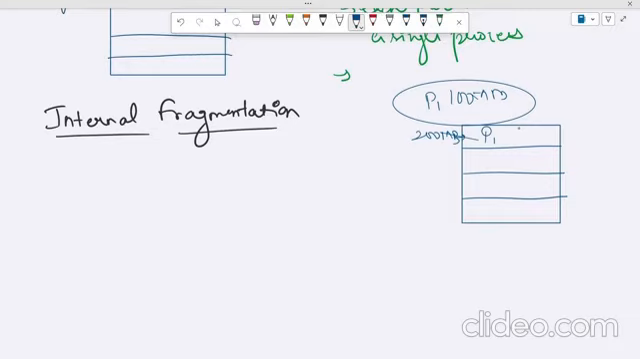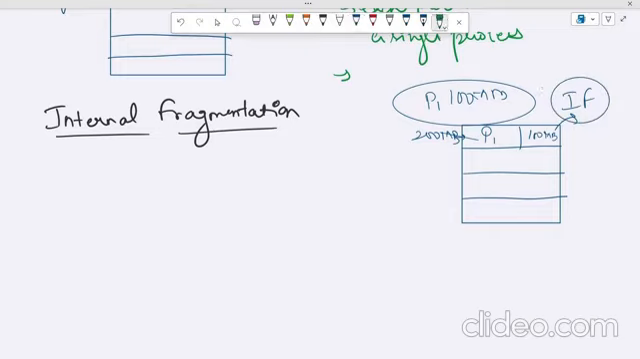Now, because P1 only needs 100 MB, 100 MB is utilized. But in this block there is 200 MB of space. So the extra 100 MB of space is called internal fragmentation.